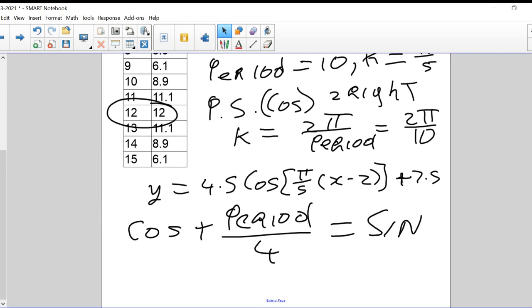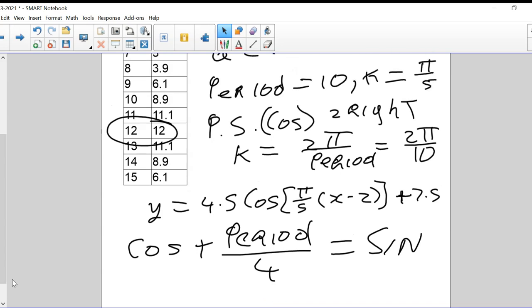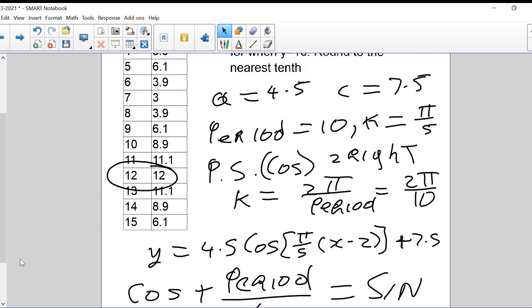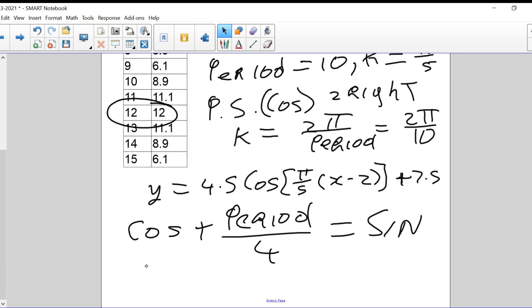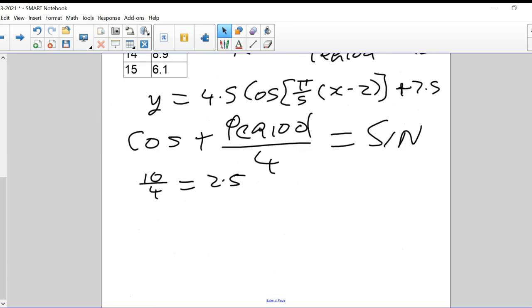So right now, the phase shift that we have is x minus 2. Right? That's the current phase shift. But we're going to add to that a quarter of the period. The period, remember, I'm going to take you back. The period of the function was 10. So 10 divided by 4 is 2.5. So I'm going to take my x minus 2, and I'm going to add on this 2.5.